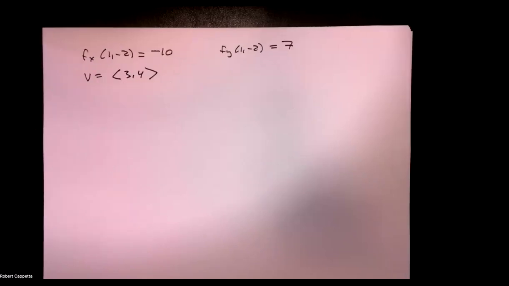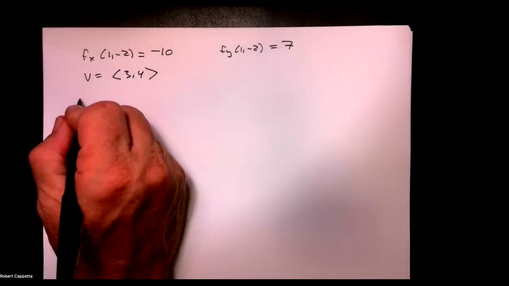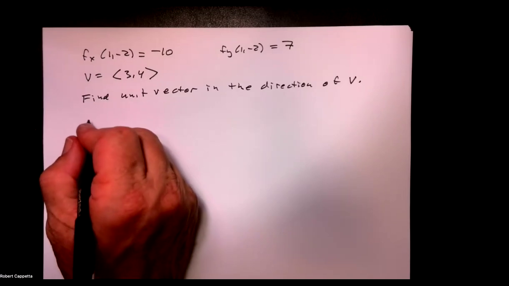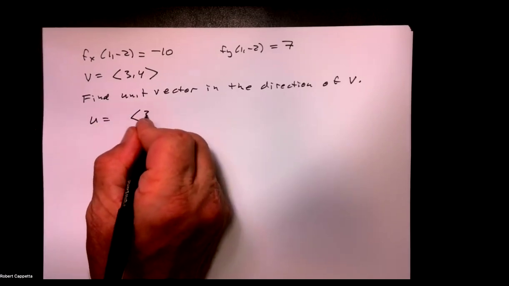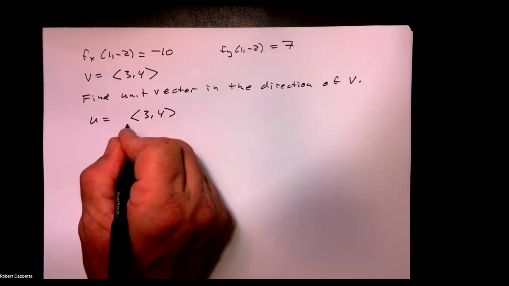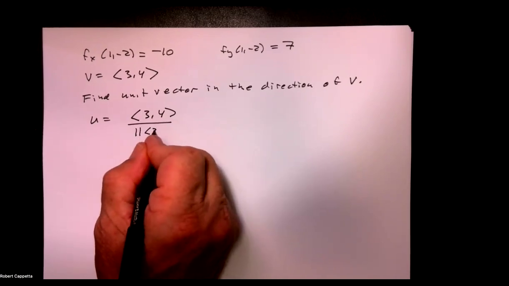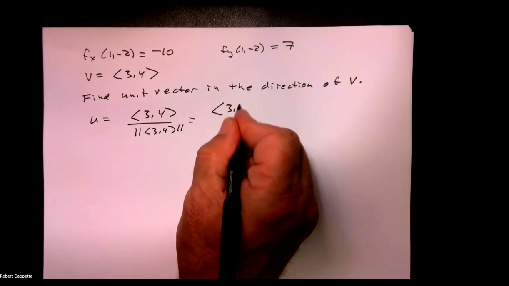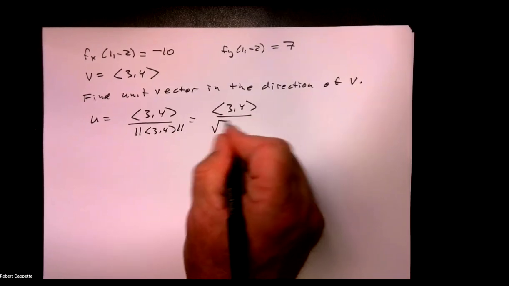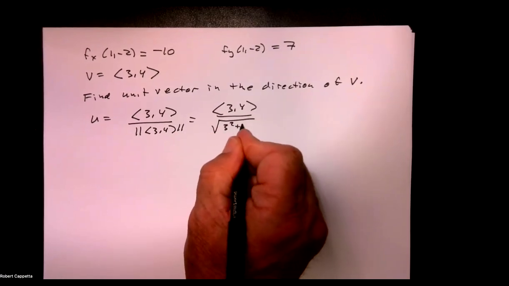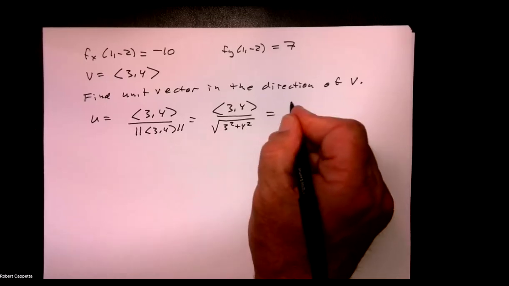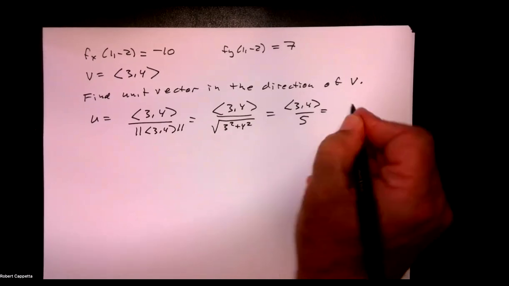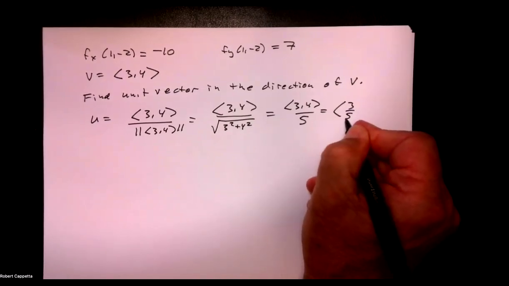The next thing I've got to do is find a unit vector in the direction of v. So that unit vector would simply be 3, 4 divided by the magnitude of 3, 4, which is 3, 4 divided by the square root of 3 squared plus 4 squared. 9 plus 16 is 25, which is just 5. So I get 3, 4 over 5, which is 3/5, 4/5.